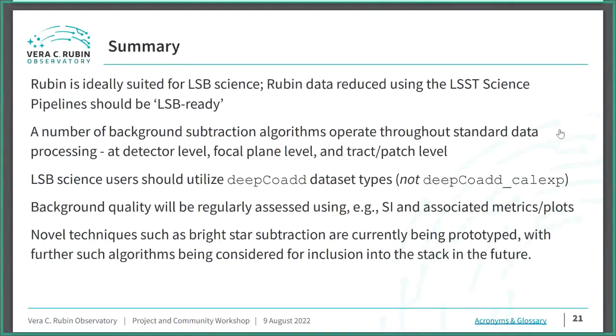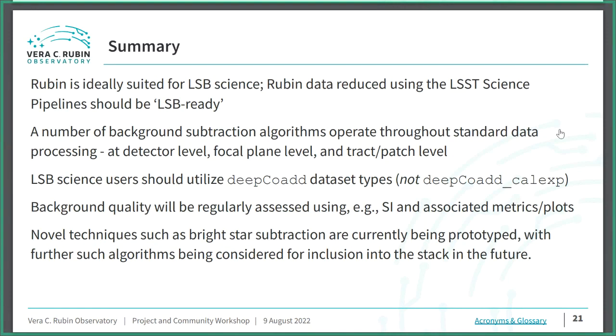So my summary slide. Rubin is ideal for LSB science, and many of the data outputs coming out of the science pipeline should hopefully be LSB ready. But we're always keen to interact with the community, with people in this room and people on this call, to develop new techniques and new metrics and plots that can tell us how good a job we're doing, for example. So we love having those conversations. Please do get in touch.